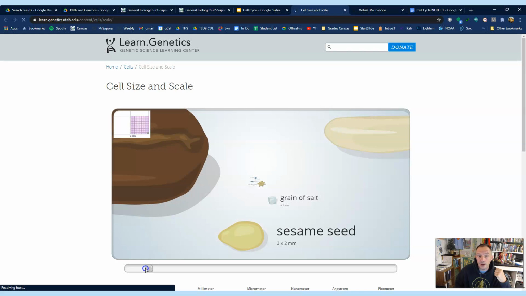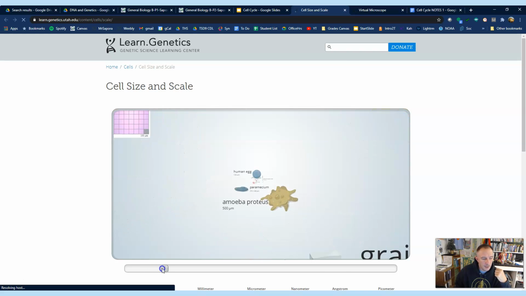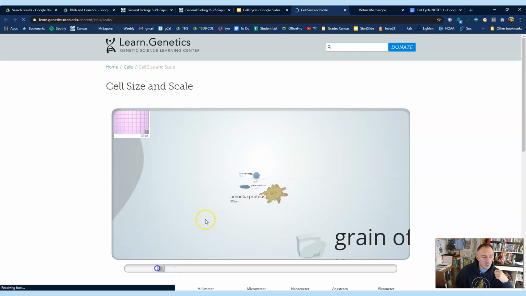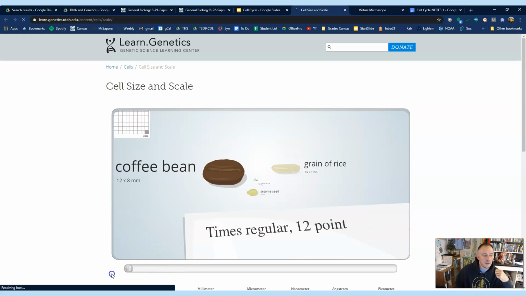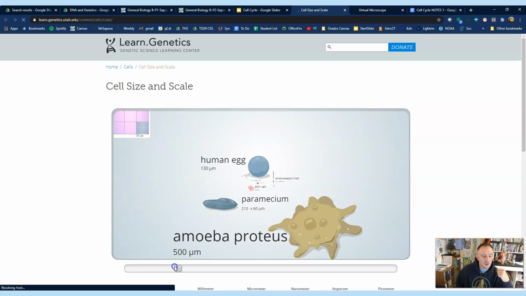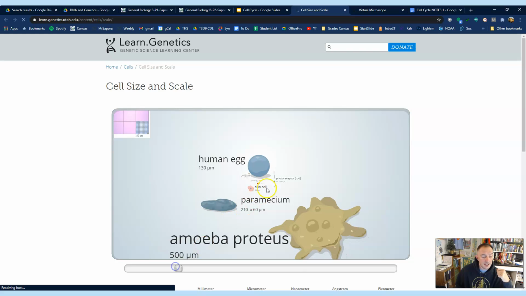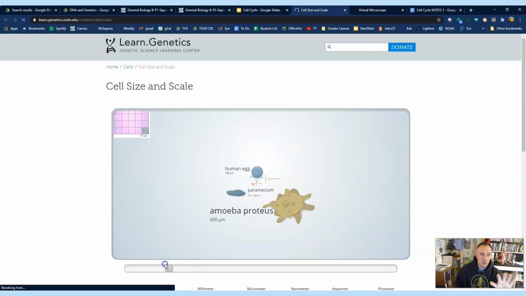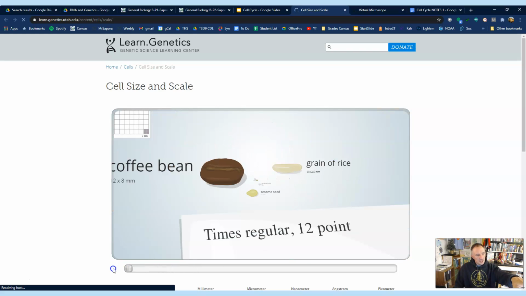Now, most cells are smaller than an amoeba. Here is a paramecium, which is a single-celled organism that also lives in water. And then a human egg. Everybody in this room or watching this video started out as a human egg. Again, so small that you need a microscope, right? You can barely see it here, and this is already magnified to even see it. And most of our body is made of cells even smaller than that. Here's an average skin cell right here, this pink one, a skin cell. You can see your skin, but you can't really see your skin cells.